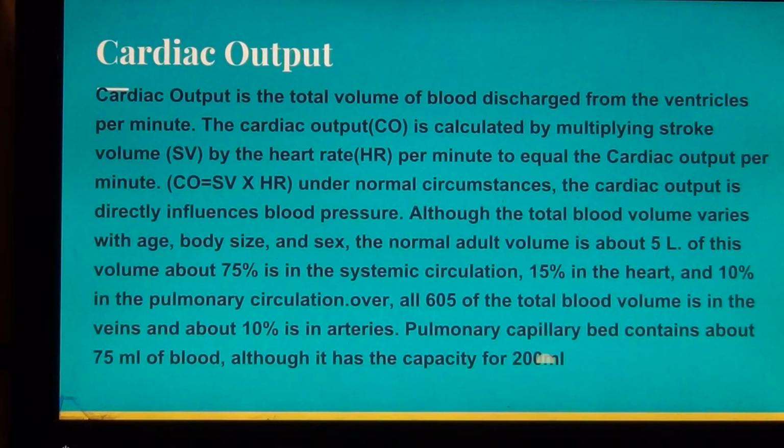Although the total blood volume varies with age, body size, and sex, the normal adult volume is about 5 liters. Of this volume, about 75% is in the systemic circulation, 15% is in the heart, and 10% is in pulmonary circulation. Over 60% of the total blood volume is in the veins, and about 10% is in the arteries. And the pulmonary capillary bed contains about 75 milliliters of blood, although it has the capacity for 200 mL.